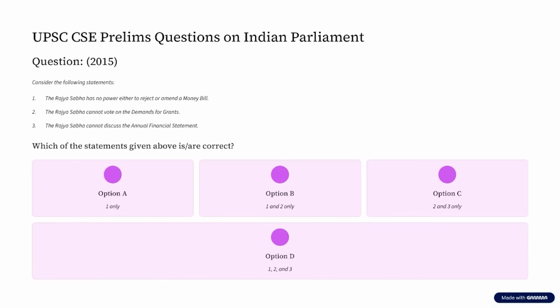But what does Article 249 say? Let us assume there is a subject in the state list, but a matter of national importance has come up. In that case, the parliament can make a law on the state list. But who has to pass the resolution for this? The resolution for this purpose has to be passed by the Rajya Sabha. With what majority? With two-thirds of the members of Rajya Sabha present and voting.